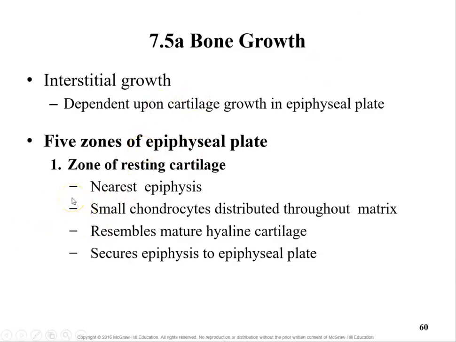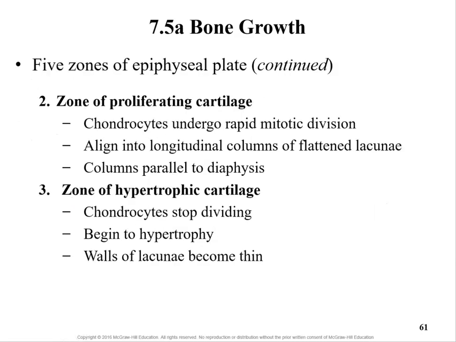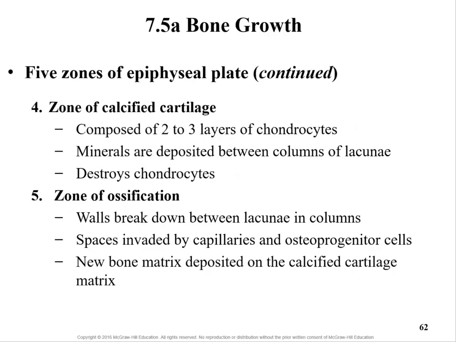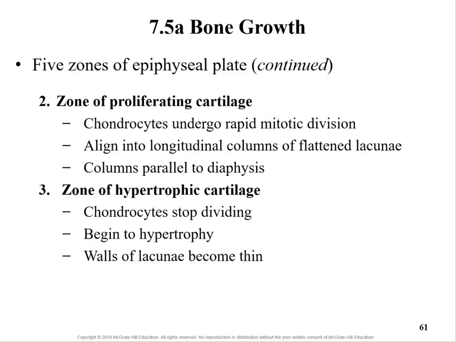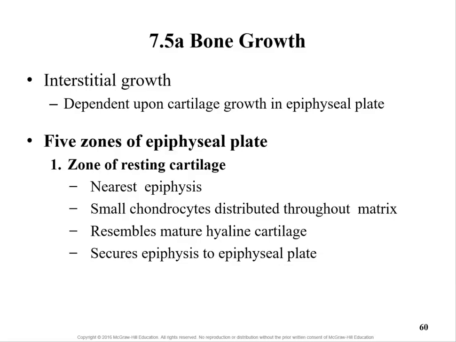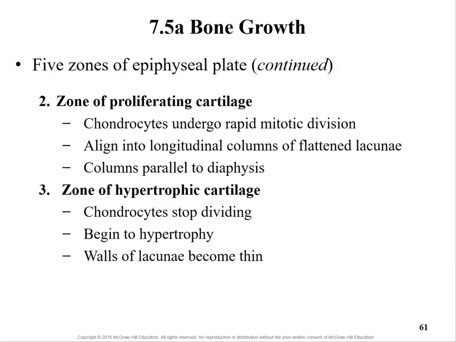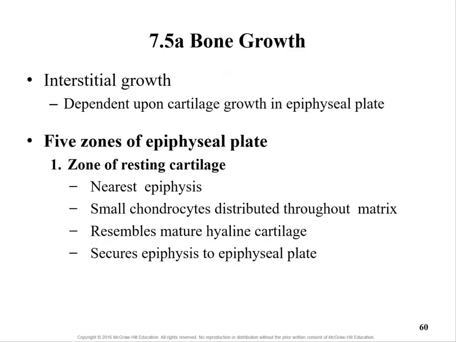Zone 1 is the zone of resting cartilage. Zone 2 is the zone of proliferating cartilage. Zone 3 is the zone of hypertrophic cartilage. Zone 4 is the zone of calcified cartilage, and zone 5 is the zone of ossification. And you'll see this as you go along in the zones, you're going to see the formation of bone.